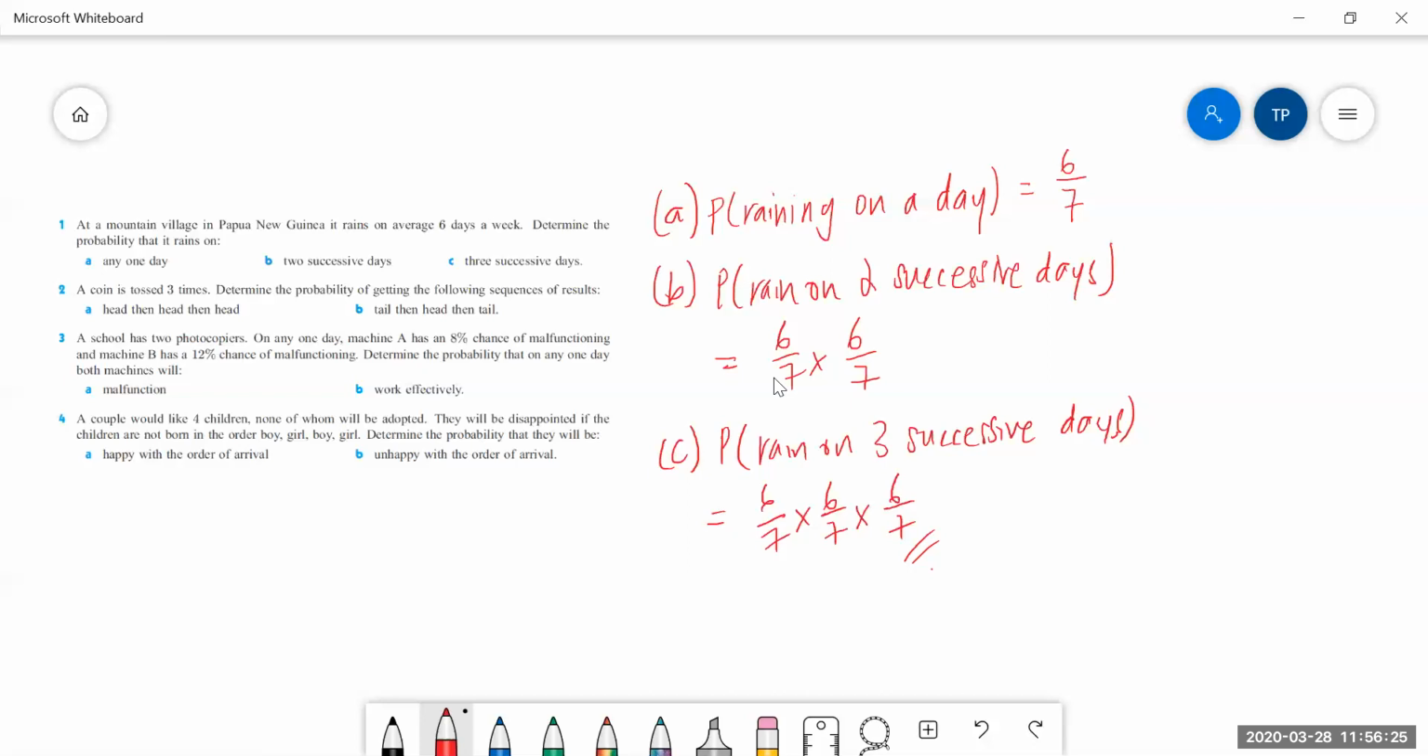If you want to take the geography into account, the probability of raining today is 6/7, but tomorrow might already be a lower probability. Understand? Okay.